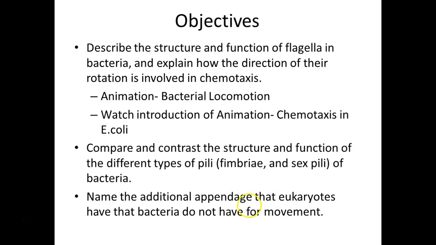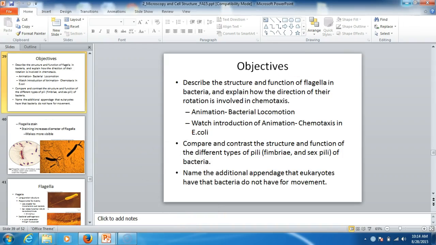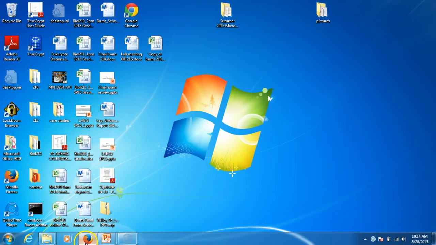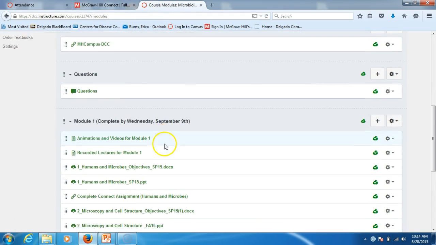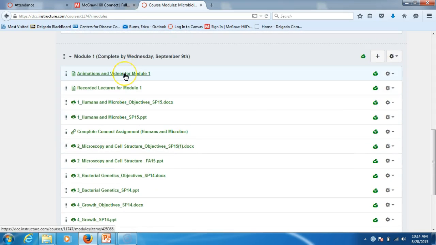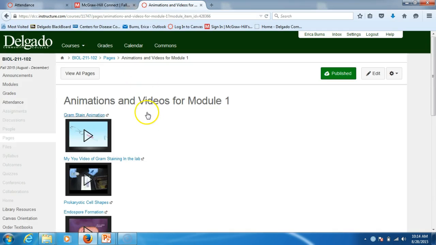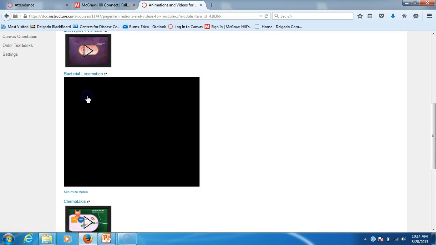So for bacteria, there's several different ways that they can move. So remember, on Canvas, I have the animations and videos for Module 1, which I still need to add some more to. But there's the bacterial locomotion one. I'll actually make it a big screen.